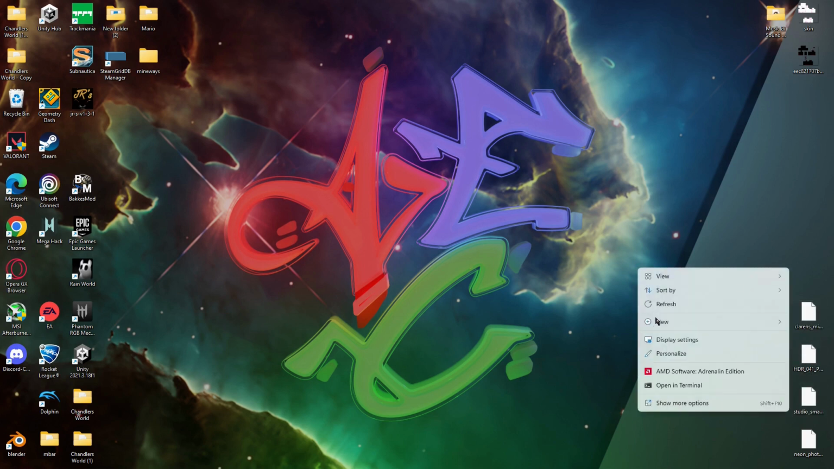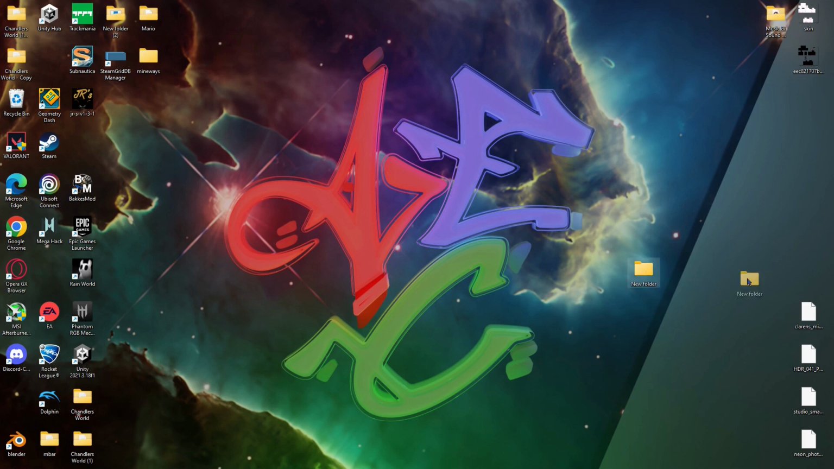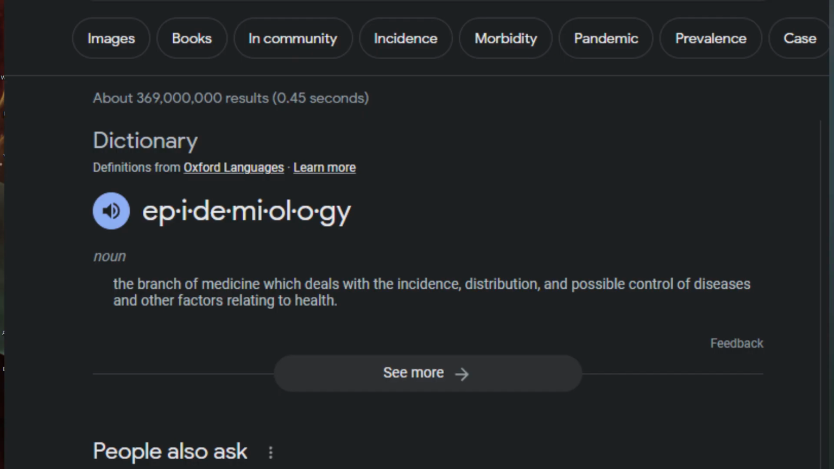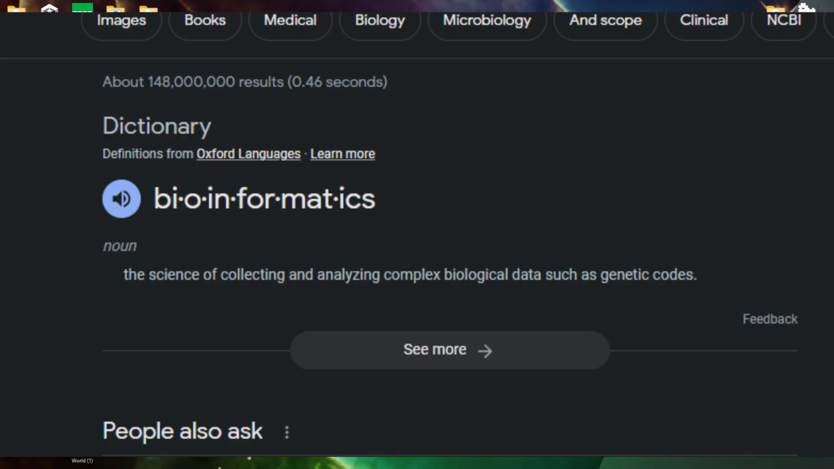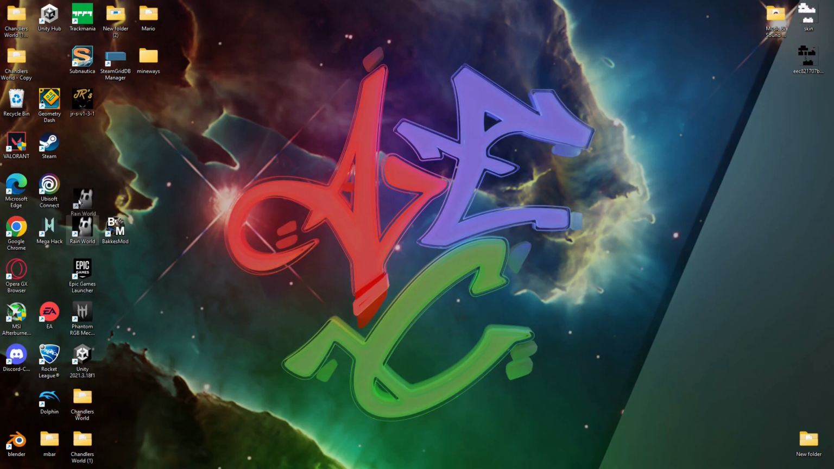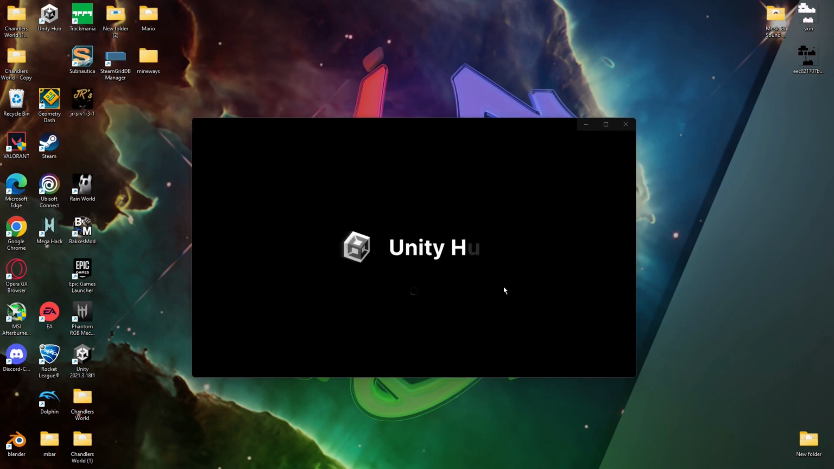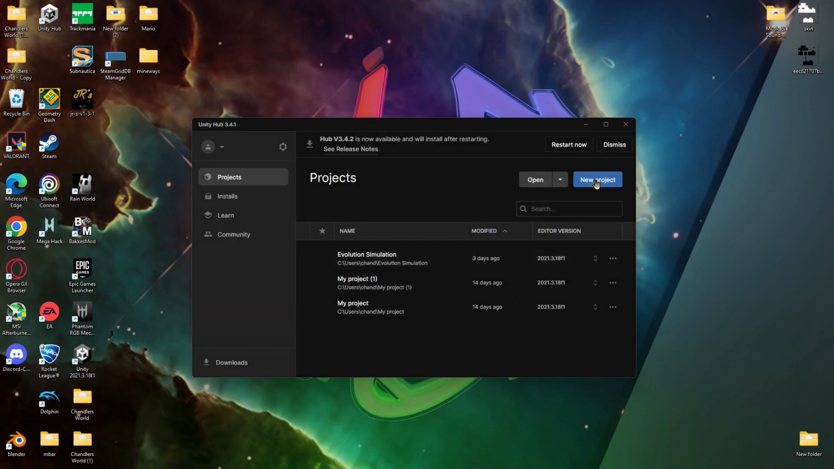When I was starting my research on epidemiology, which, by the way, is defined as the branch of medicine which deals with the incidence, distribution, and possible control of diseases and other factors relating to health, I came across a lot of the use of bioinformatics, which is the study of biology with utilization of computers. They used it to quickly analyze data regarding epidemiology and create simulations of disease spreading, and to train neural networks to predict hard to predict biological outcomes.